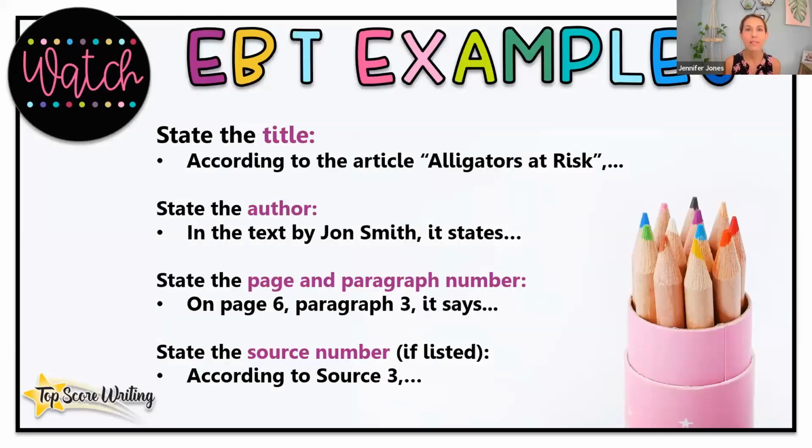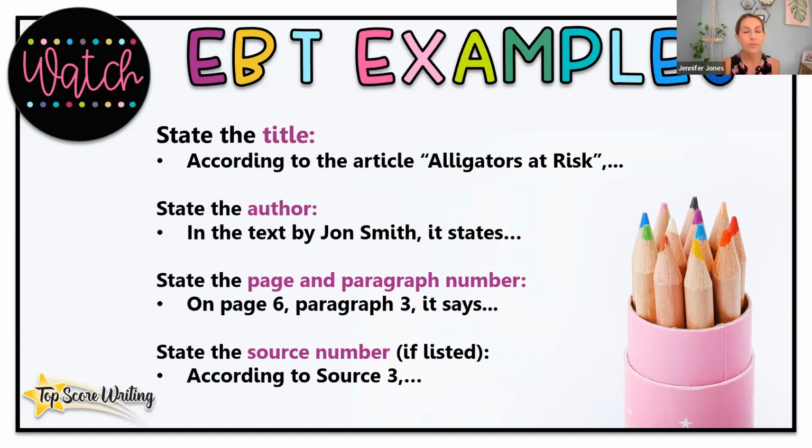So here are lots of different examples of EBT in use. At the top, you see an example of referencing or citing the source using the title. The second one will show you an example of referencing using the author's name. Third example is going to show you a reference or a citation using the page and paragraph number. And finally, at the bottom, you will see an example using the source number. Now, here's the only tricky part you have to remember.